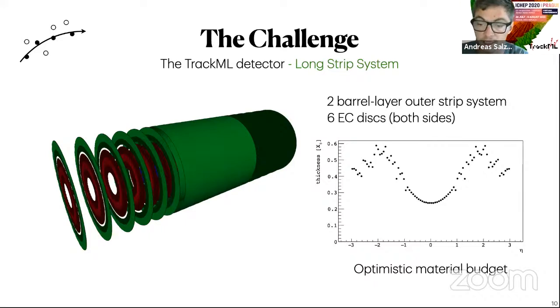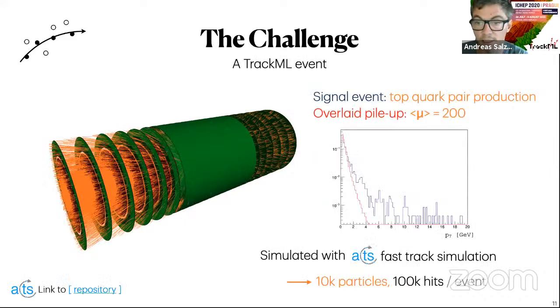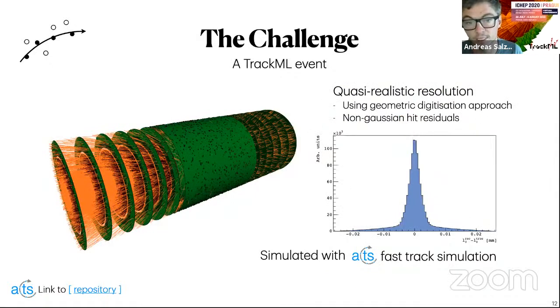You see the thickness of the detector at the bottom. And in this virtual detector, we simulated HL-LHC type events with a TT-bar signal event overlaid with an average 200 pileup. You see the PT distribution. We used a fast track simulation of the ACTS package. All in all, that came to about 10,000 particles and 100,000 hits per event. So that's the ballpark numbers.